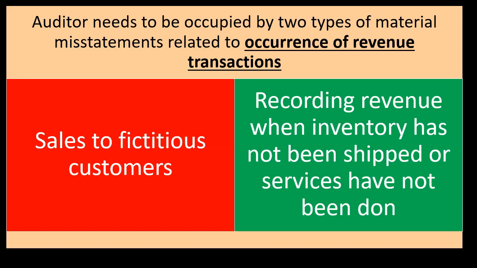Recording revenue when inventory has not been shipped or services have not been done. Now, this is a similar type of thing, but it may not be basically the same thing. So obviously, if we're talking about a fictitious sale, it's probably the case that you have some type of fraud, a sale that didn't actually happen, a sale that was recorded. If we're recording revenue when inventory has not been shipped, it may well be a legitimate type of sale that happened, but the inventory has not yet gone out. And again, this could have a fraud component, or it could have an error type of component to it.